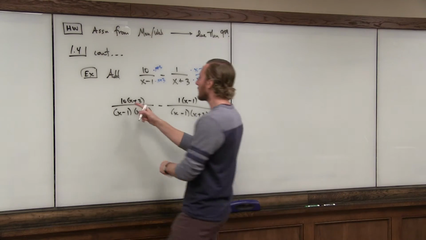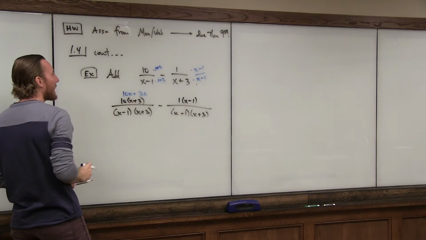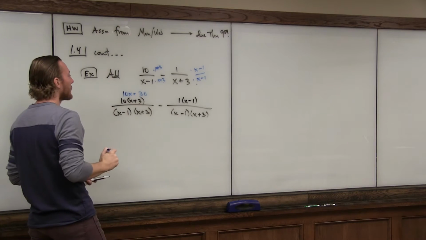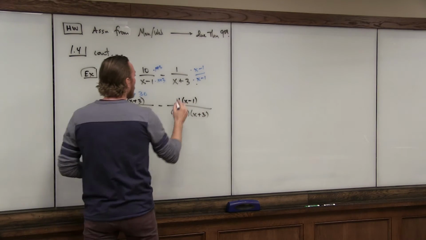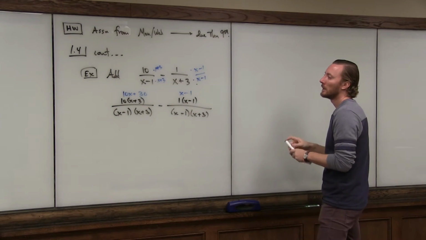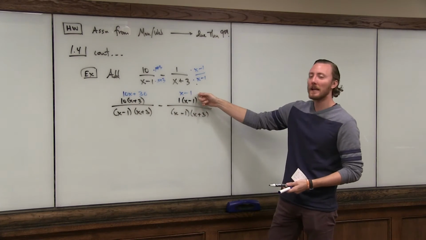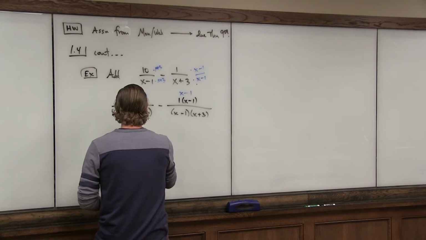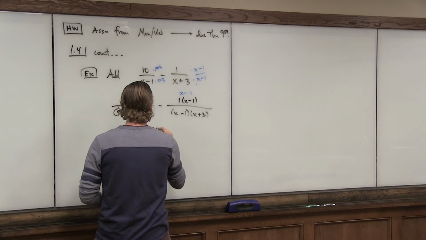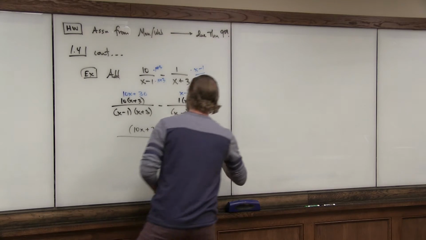Well, just taking a look at the values that we've got upstairs, like in this first guy, we've got a 10x plus 30, taking the 10 and distributing it to the x plus 3, taking the 1, distributing it to the x minus 1, we have the x minus 1. Okay, now we've got to take the 10x plus 30 and subtract the x minus 1. So in particular, that's going to look like this. 10x plus 30, subtract x minus 1.